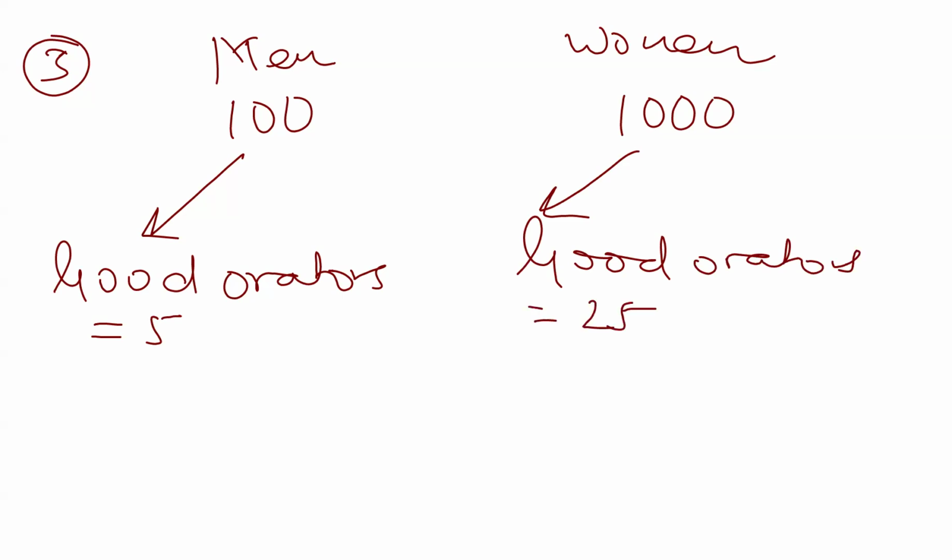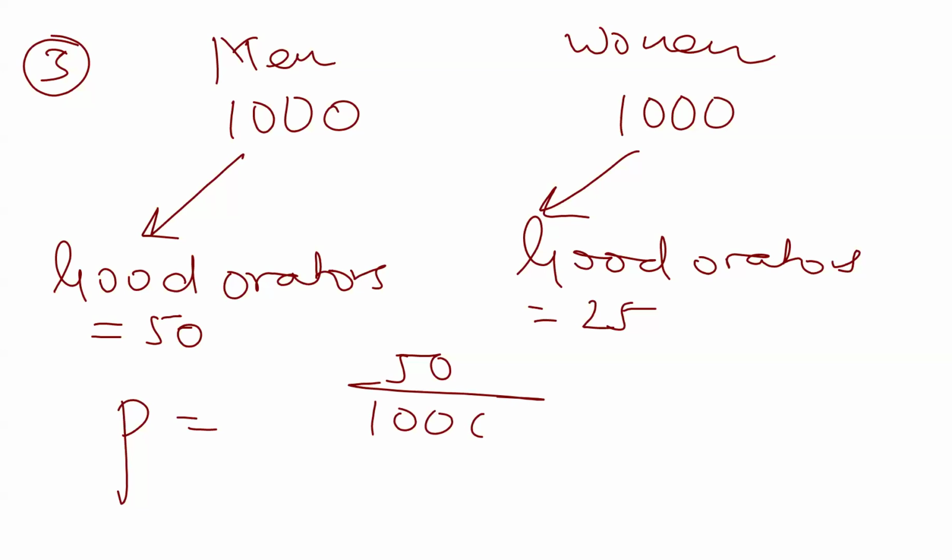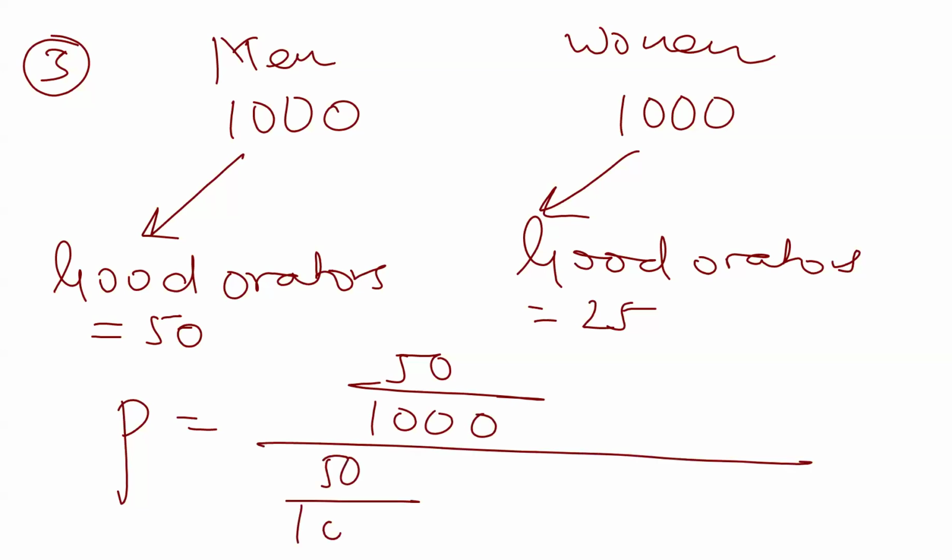Okay. Now we have to assume equal number of men and women. So I'm just making this 1000. So this naturally will become 50. 5 out of 100 means 50 out of 1000. Okay. So we require the probability of a male good orator. So specific case 50 upon 1000, male good orator. You read the problem, see it's pretty clear. Upon all possible cases, 25 upon 1000. So if you solve this, you'll get the answer.